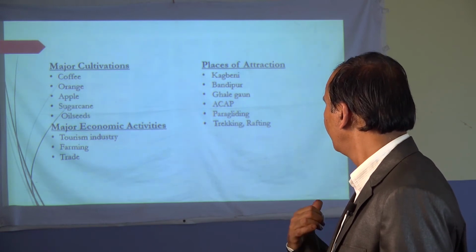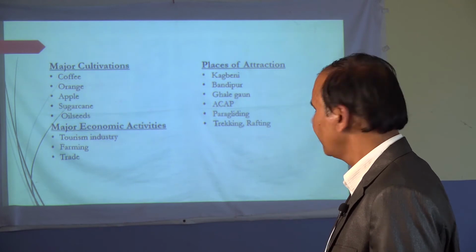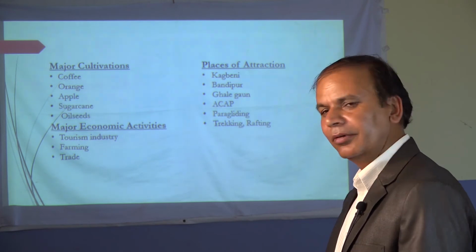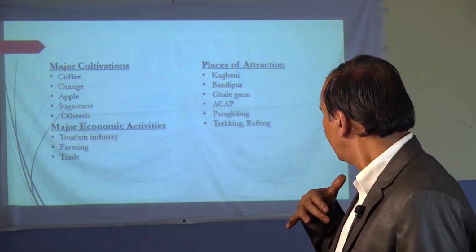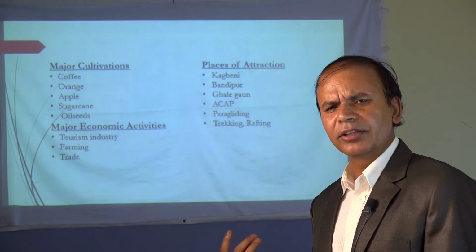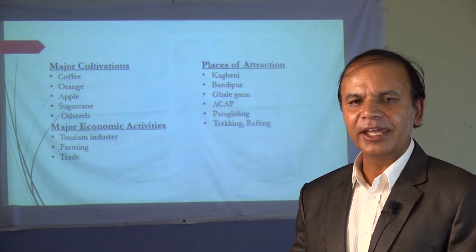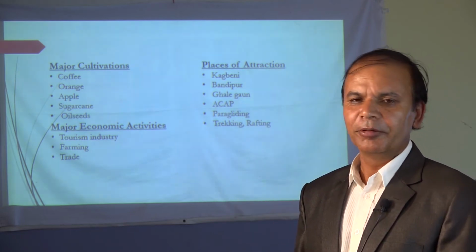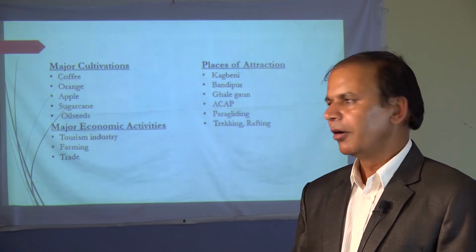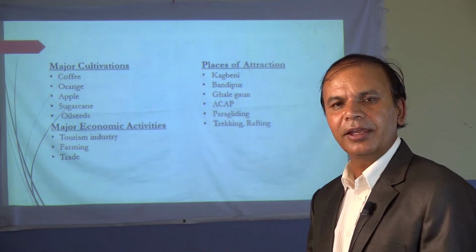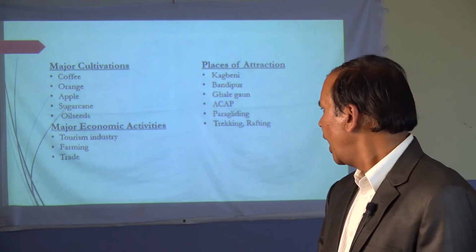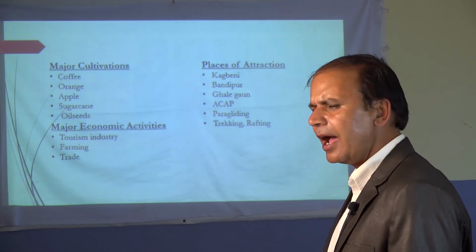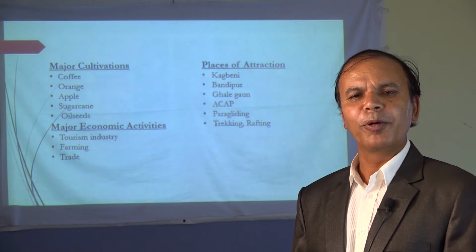Another thing we are talking about now is the places of attraction. These are Kagbeni, Bandipur, Ghalegaun, and Ghandruk area, and adventurous tourism like paragliding can be done here. Hiking can be done here, trekking can be done here. Moreover, mountaineering can be done. And then bird watching, especially in the Ghandruk area, is easily done here. And hunting is famous. These are the major characteristics of our province, Gandaki.